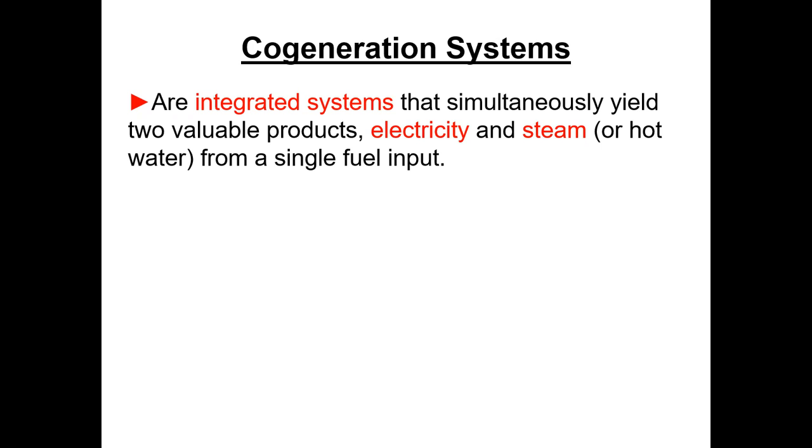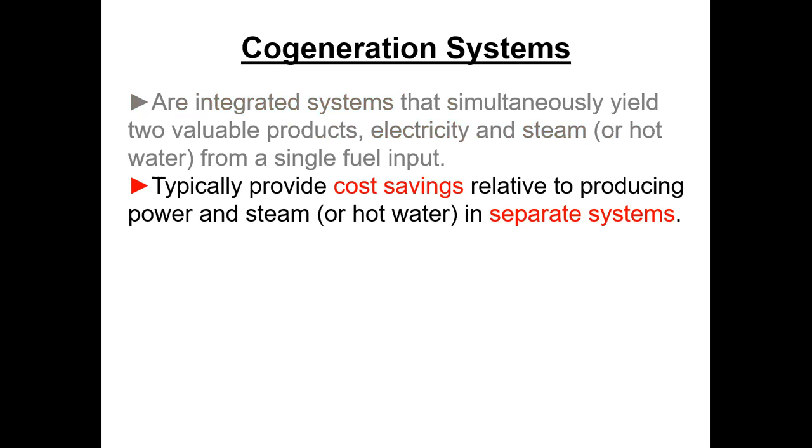But as we'll see, it can be much broader than that. It typically provides cost savings relative to producing these separately, because, like we've said, in the Rankine cycle, we can come out of the low pressure turbine with enough pressure and temperature that we can actually do something with all that heat instead of throwing it away.